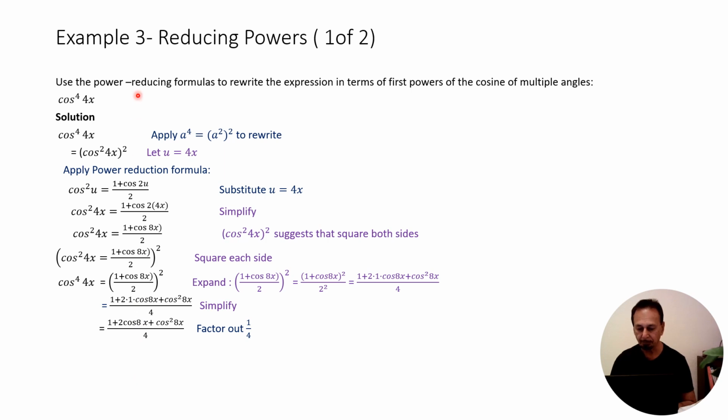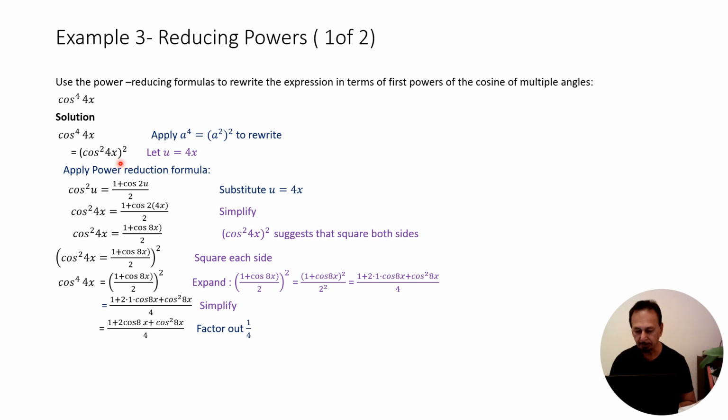So here is example 3. We're going to use the power reducing formulas. We're going to rewrite cosine 4x in terms of first powers of cosine of multiple angles. The cosine to the 4th of 4x, we can rewrite this as the square of cosine square 4x. Using this idea, a to the 4 is a squared squared.